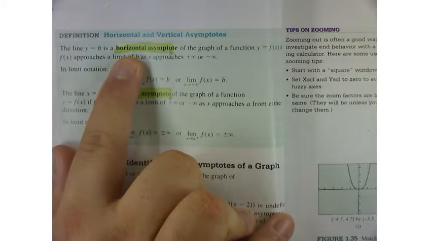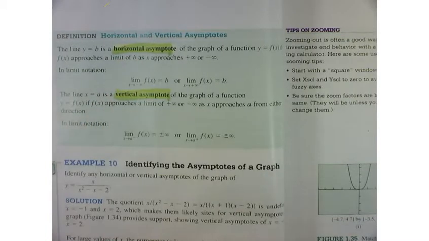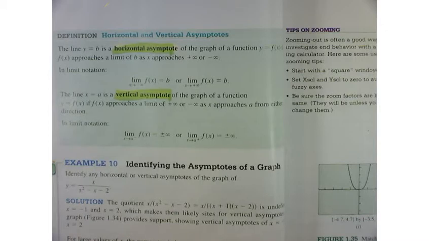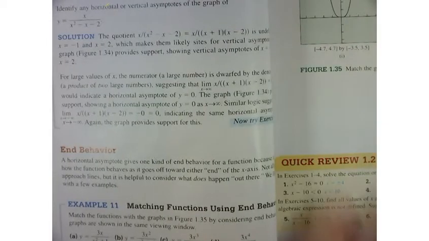A horizontal asymptote occurs when we look at the behavior of x. And there's some cases we'll talk about. A vertical asymptote is x equals a number, and that's when the limit approaches positive or negative infinity in the y direction. That's the fancy way of saying that. So we look at this equation here.